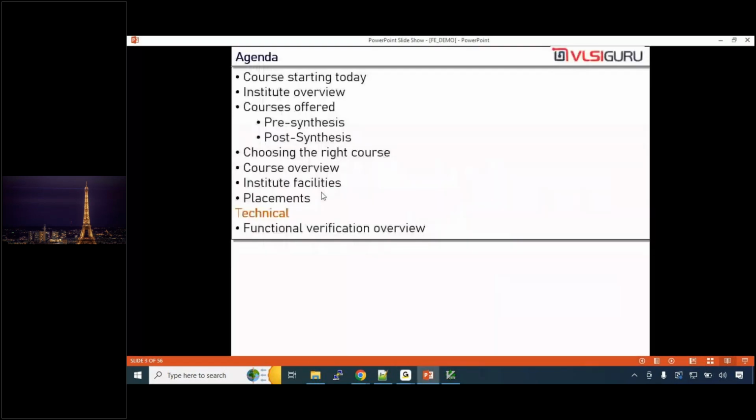Just about myself, my name is Srinivas. I am the founder of the institute. I handle front-end domain training in the institute. That is into RTL design, RTL verification, and the protocols and all those things I handle. And we have other supporting trainers who also do the training into front-end domain and other domains as well.